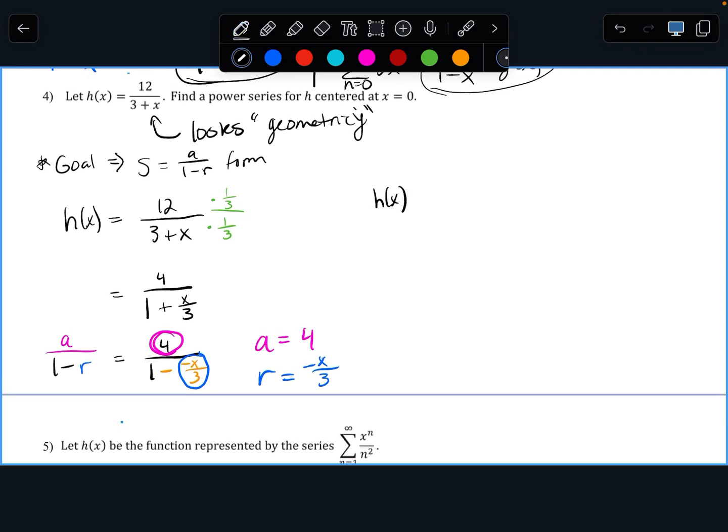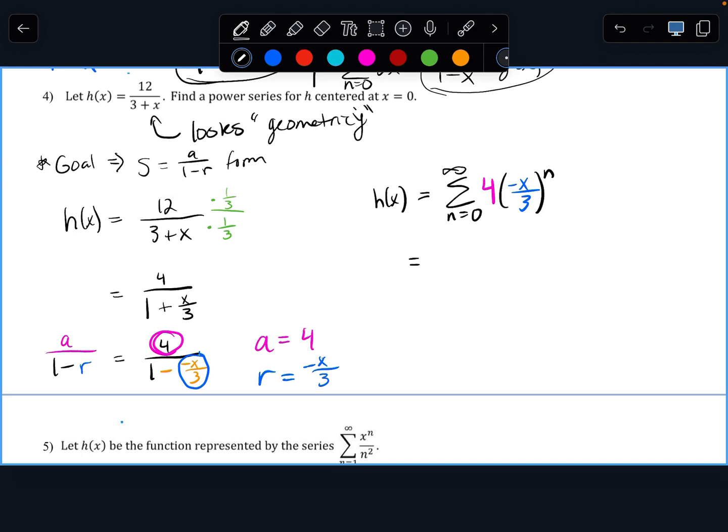So h of x, I can now write as a series, which is what they want. N doing 0, I'm not going to be weird and start at 1. And then I'm going to put 4 in because that's my A. And then remember it's always the R to the nth. And I'm going to plug in negative x over 3. So that would be the series for it. I guess that's the general.